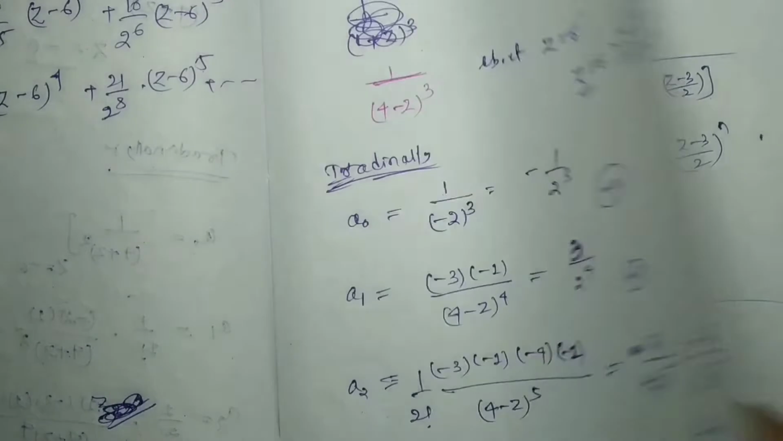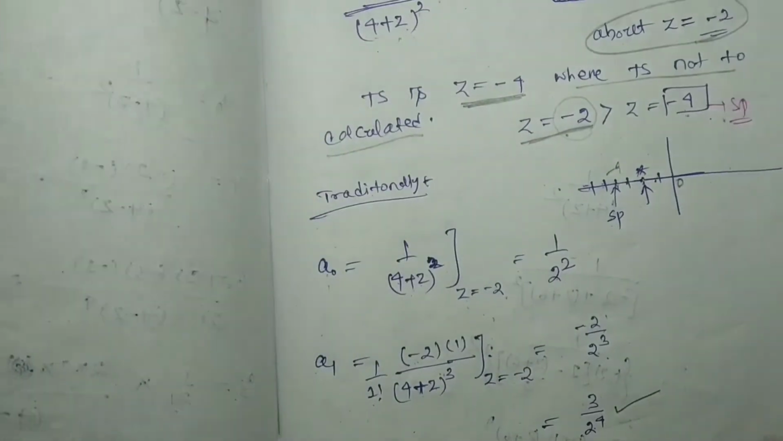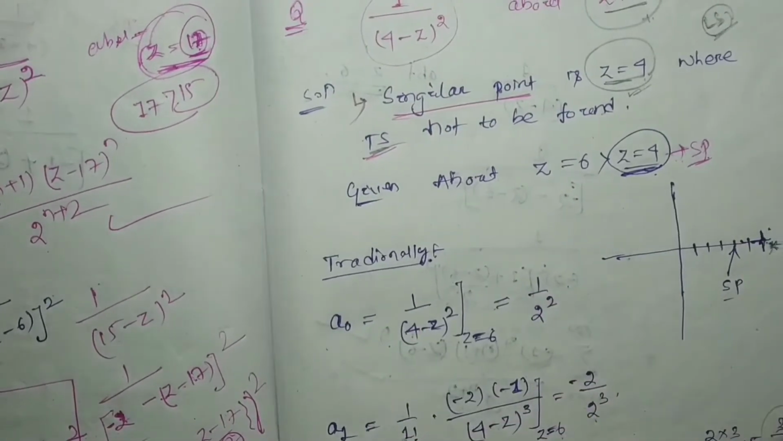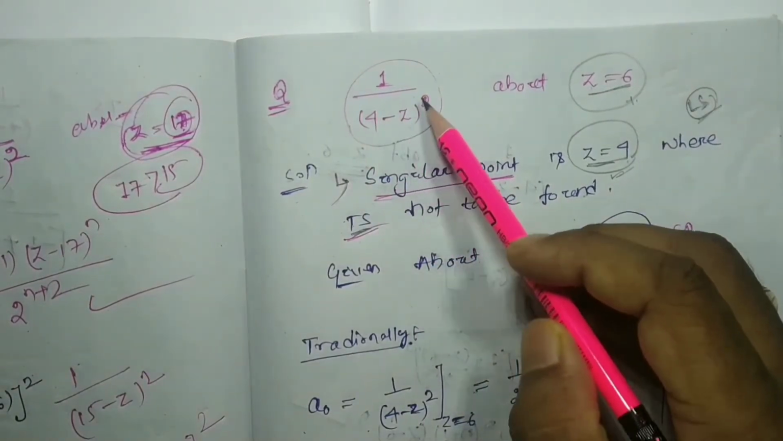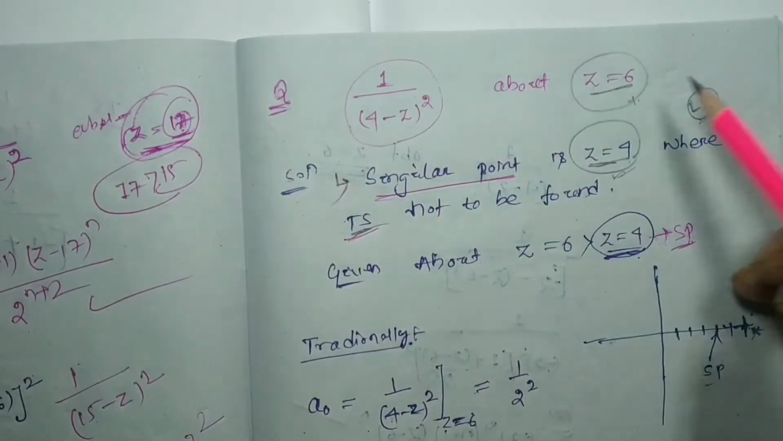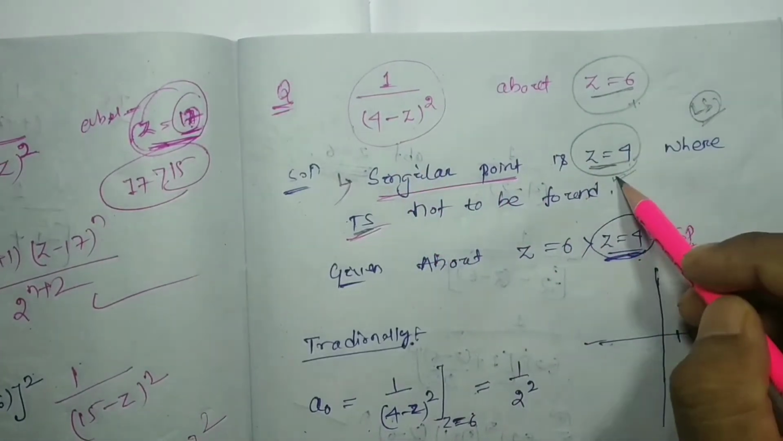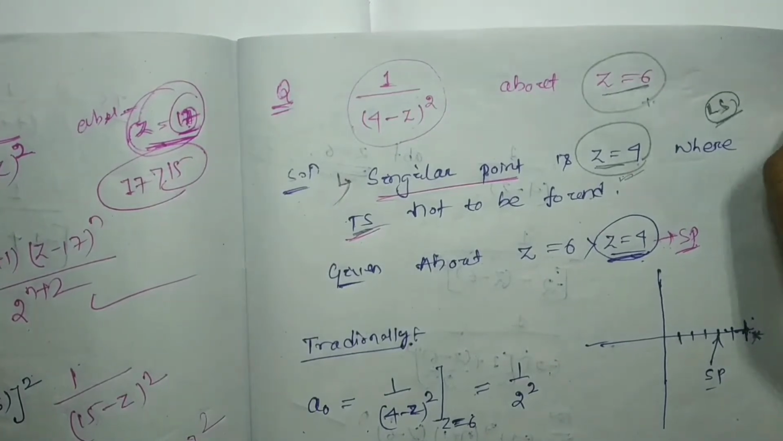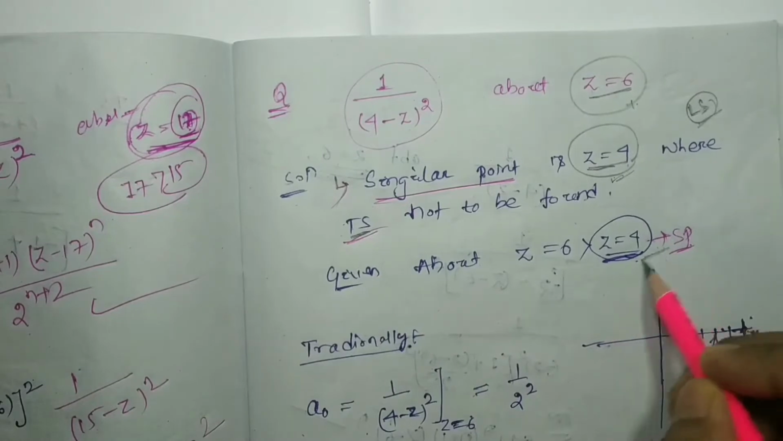And today, one thing we also found about the singular point. See, this is the function 1 by 4 minus z square, and the singular point is 4. About the singular point, the Taylor series could not give the answer. The expansion we could not find with the help of Taylor series about the singular point.